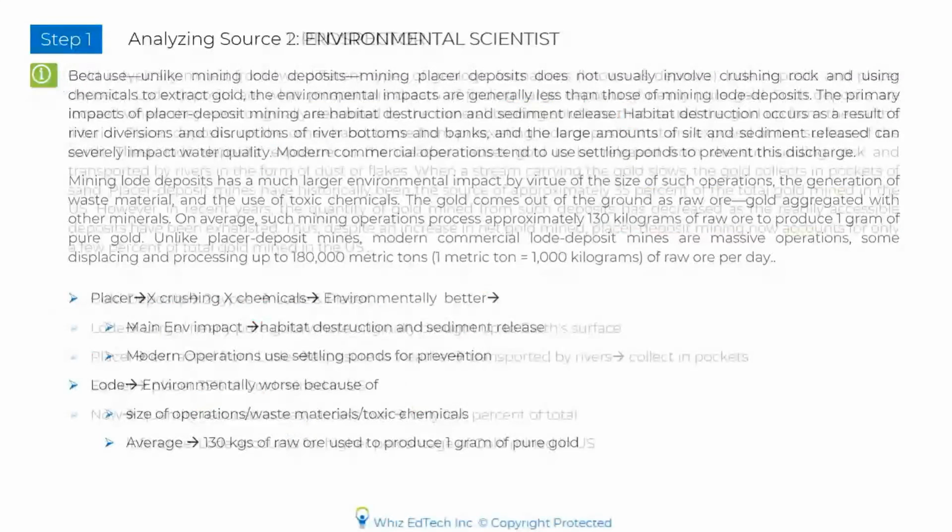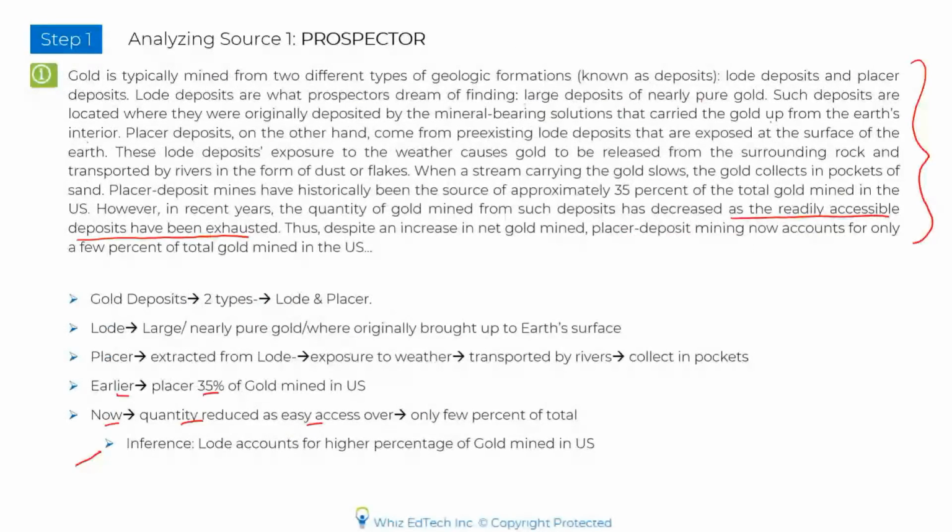Look at this, Vivek. Okay. In recent years, quantity of gold mined from such deposits, we are talking about placer deposits, has decreased. Why? Readily accessible deposits have been exhausted. Okay? And because of the decrease, this thus is because of the decrease. So because, all right, placer deposits.